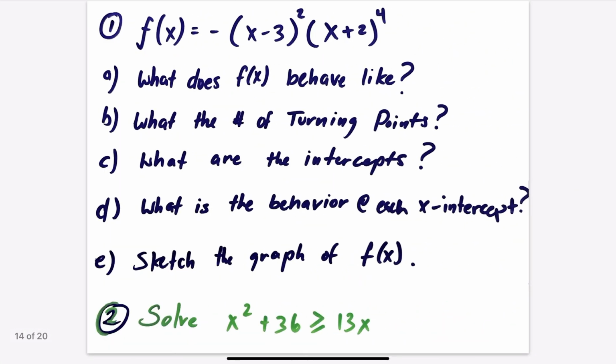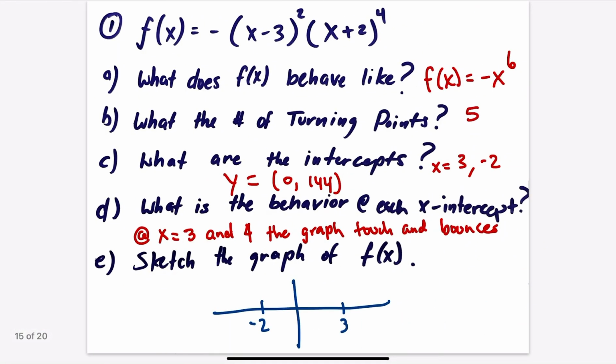Okay, we're going to cover this one as well, and we're going to break it up. So this first part right here is going to be solving the f of x. So once more, what does f of x behave like? Whenever you see behave like, it's really just talking about the simplest polynomial possible. You make sure to include the negative if it's a negative in the front, and then you count the number of x's. So here we have 2 plus 4, and that's 6.